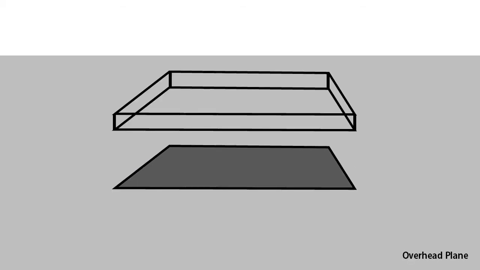And finally, the overhead plane, which is a horizontal plane located overhead that defines a volume of space between itself and the ground plane.